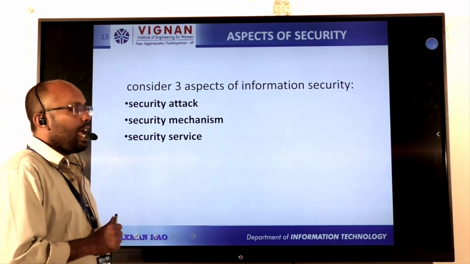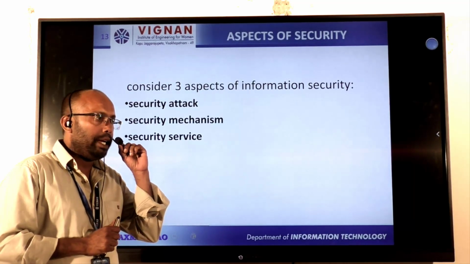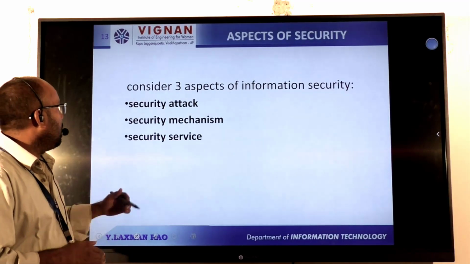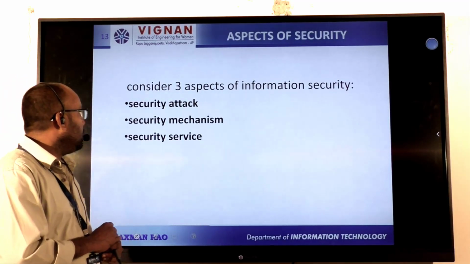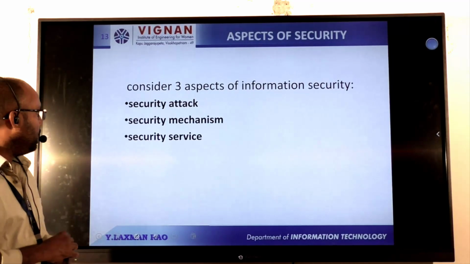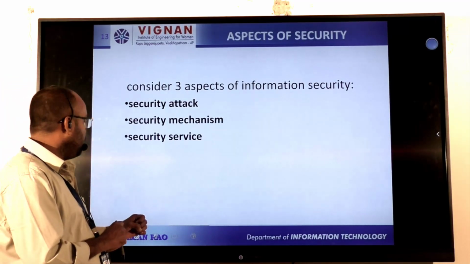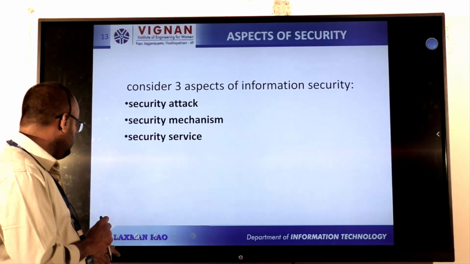Coming to the aspects of security, there are three main aspects: first, security attack; then security mechanisms; and then security service. First, we will see the security attack.